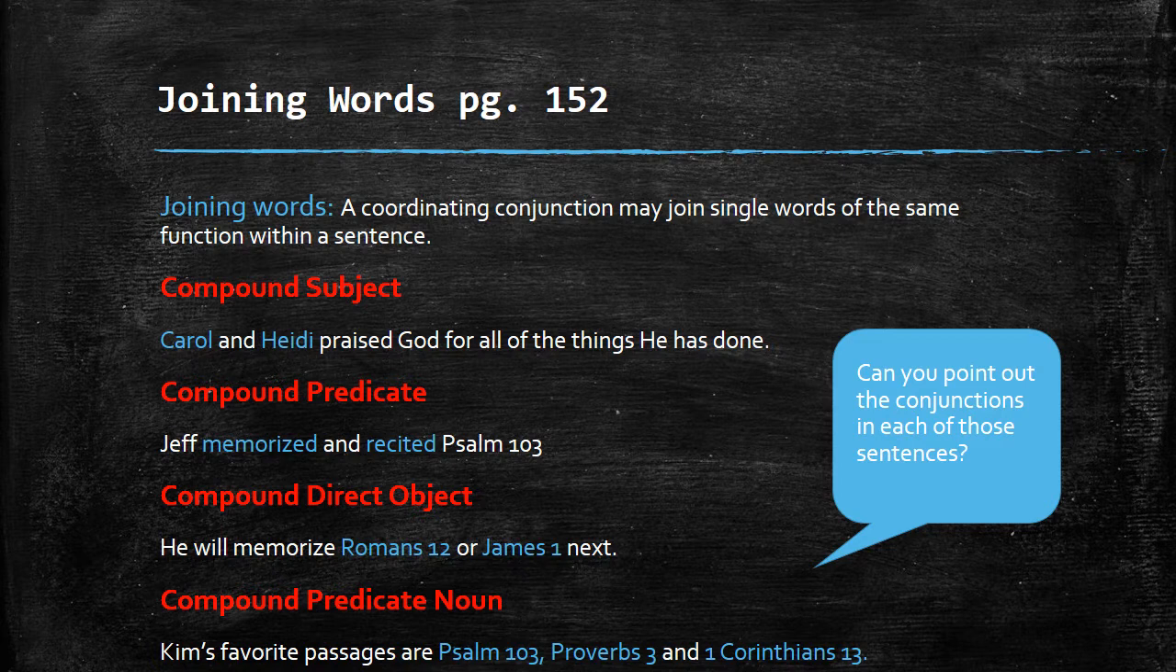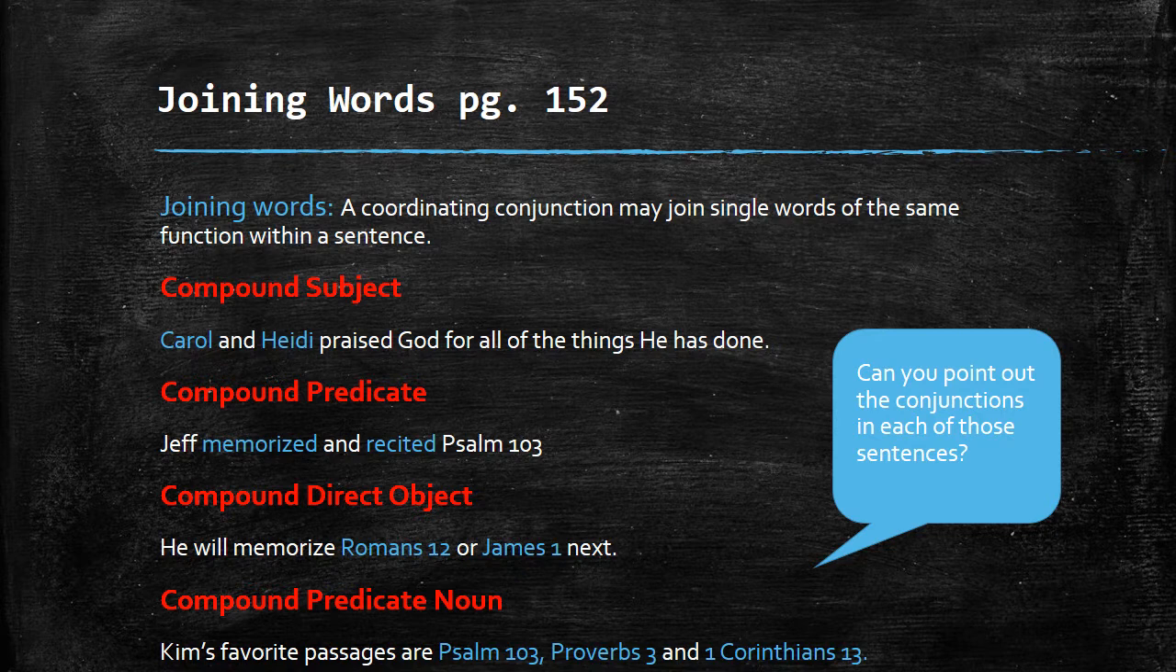So let's look at the first one. Let's say we just said, Carol Heidi, praise God for all the things he has done. Okay, Carol Heidi, praise God. I mean, that does not make sense. So that would tell us that "and" is the word that joins Carol and Heidi together. The second one, Jeff memorized, recited Psalm 103. Well, there's nothing to conjoin memorized and recited if we leave out "and." So "and" is our conjunction.